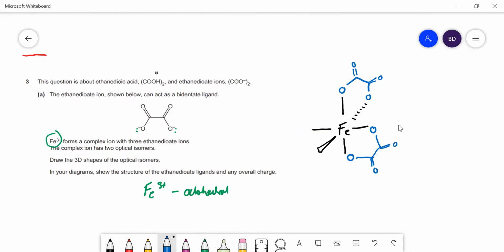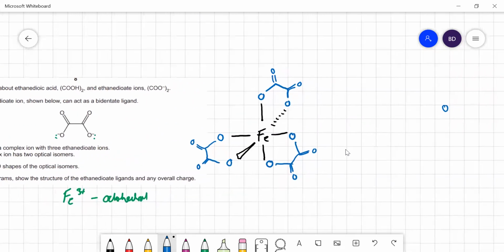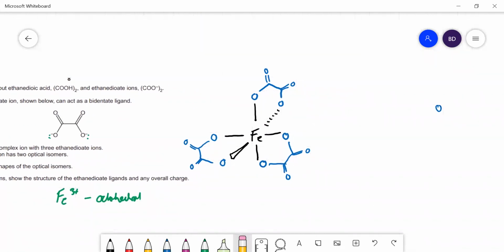And finally, we're going to have another one here. Now, we need to draw the optical isomer of that, so we need to draw the mirror image of it. So I'm going to draw that here. So I'm going to draw my imaginary mirror here.